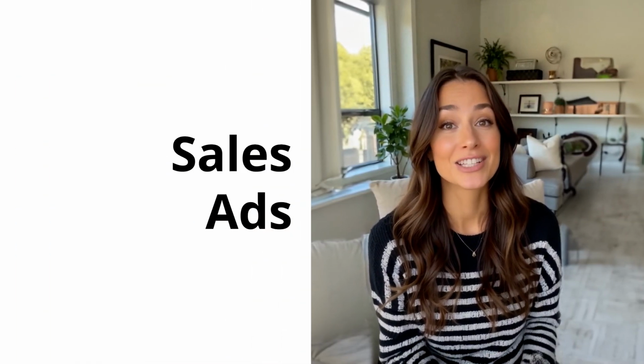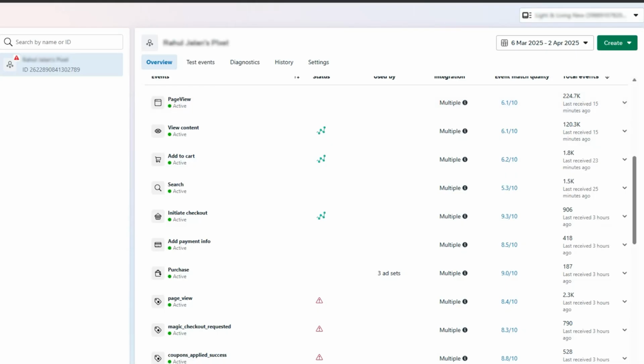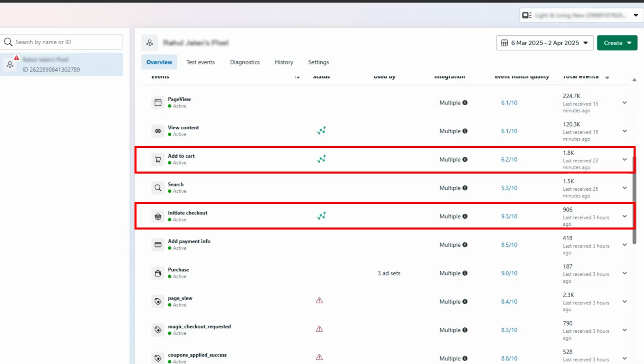Now, let's talk about sales ads. Here are the metrics you should be tracking to ensure the sales are actually happening. With a good ROI, ROAS or return on ad spend. It's simple. How much revenue are you getting for every dollar you spend? Anything under 1 means you're losing money.